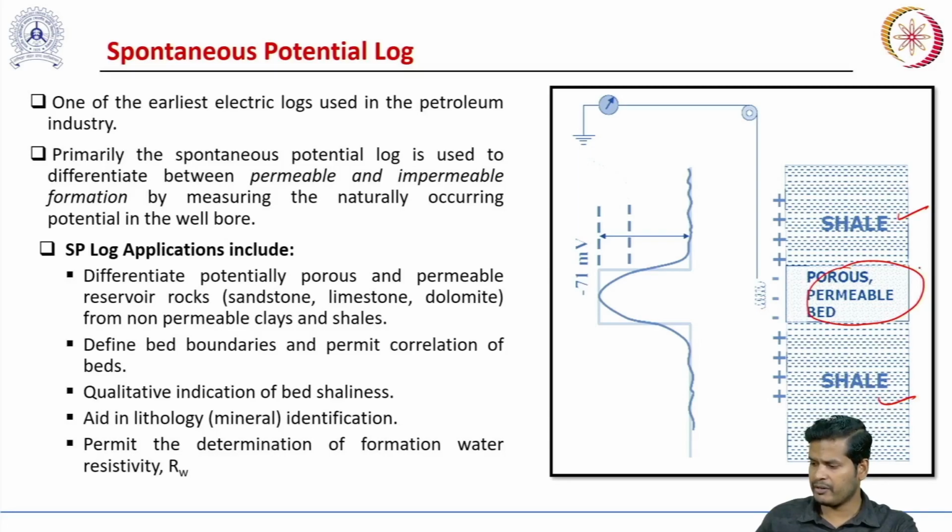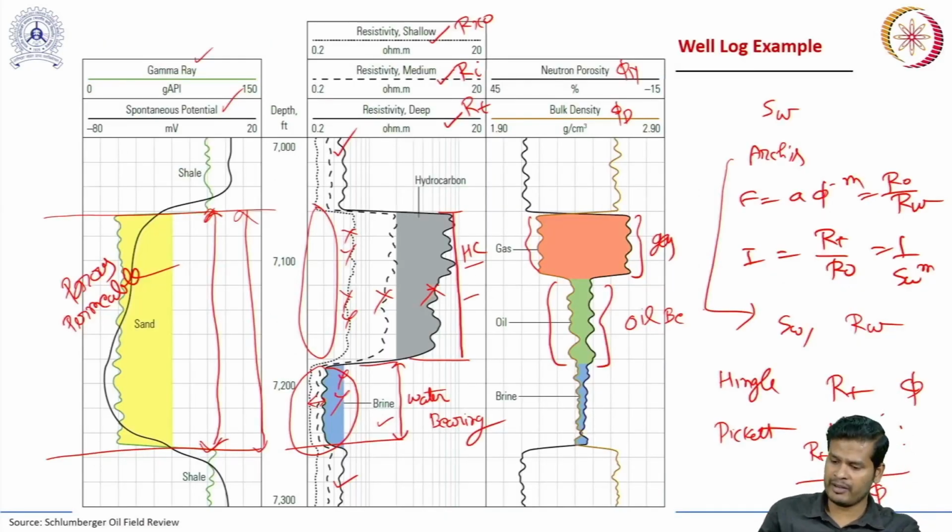We can find out where the shaly formation starts and where it ends, and at what depth the porous permeable formation starts and ends. Just like in our earlier figure, you can see that this black curve is the SP log. It tells us that from here to here we have a porous and permeable formation.